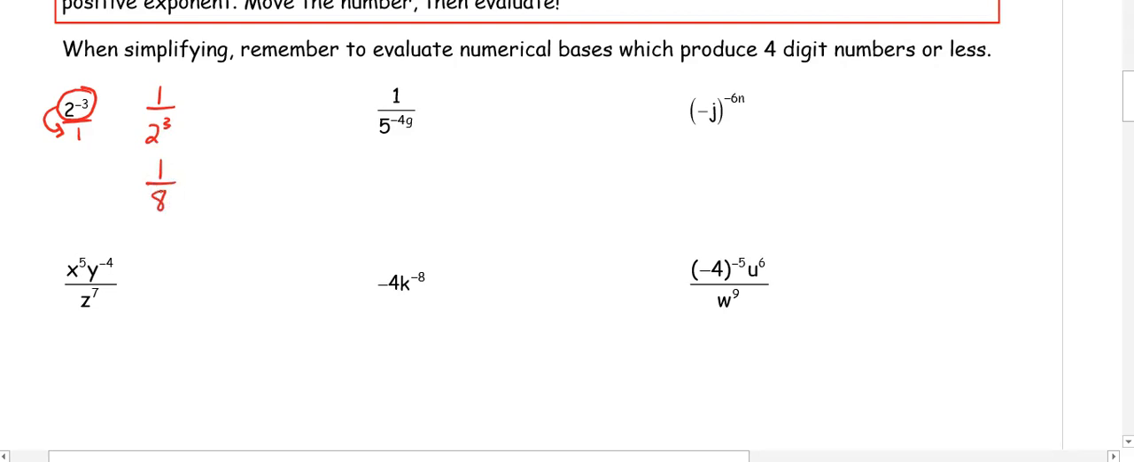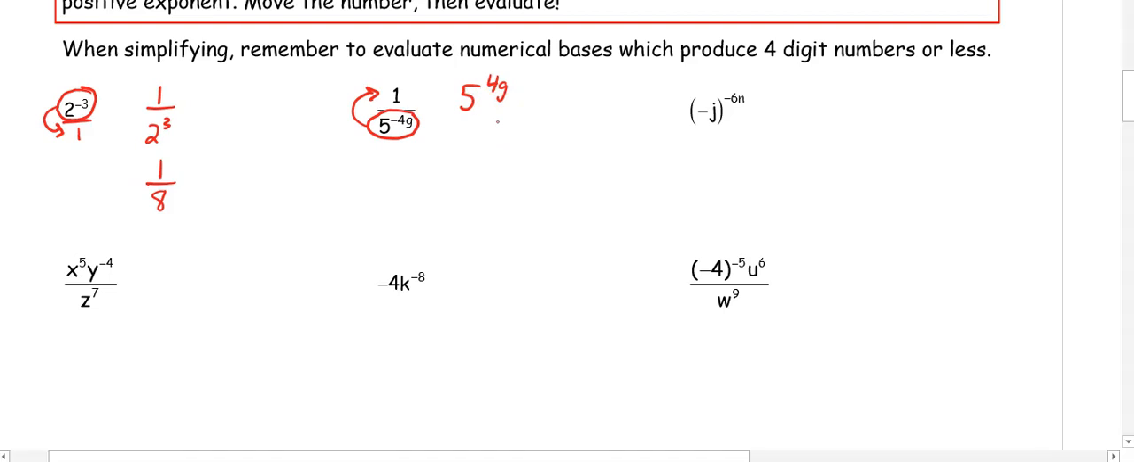Now, sometimes our exponents are also going to have variables in them, so we're still treating them the same way. It's a negative exponent here. So this 5 to the negative 4g is going to move up to the numerator. So it becomes 5 to the positive 4g, and we can put it over 1 if we want to, but when we move to the numerator, we don't have to put that 1 if nothing is left in the denominator.